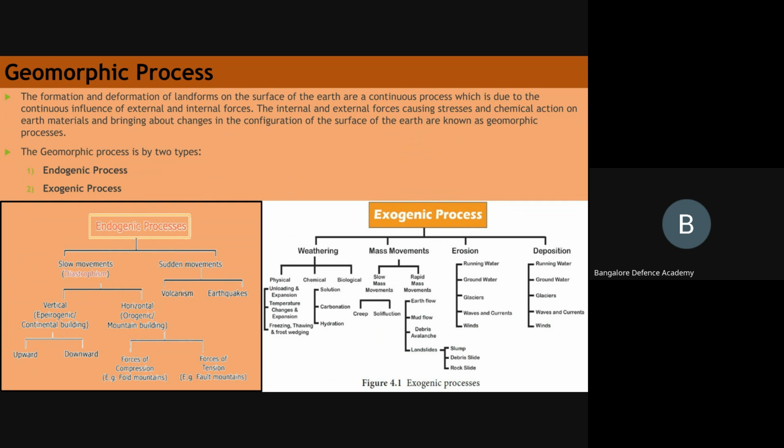And the sudden movements or rapid mass movements are like earth flow, which means movement of the earth. Next are mud flows or avalanches, or landslides, like what happened in Wayanad. Suddenly the landslide will be happening. These are the sudden or rapid movements. These are the mass movements.